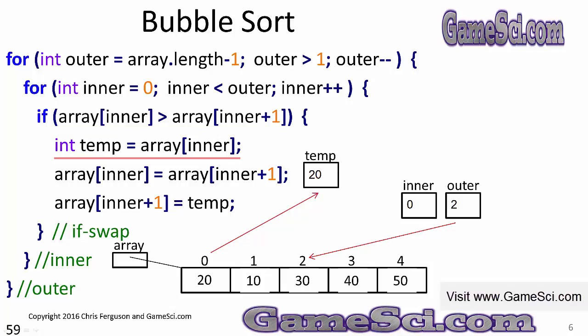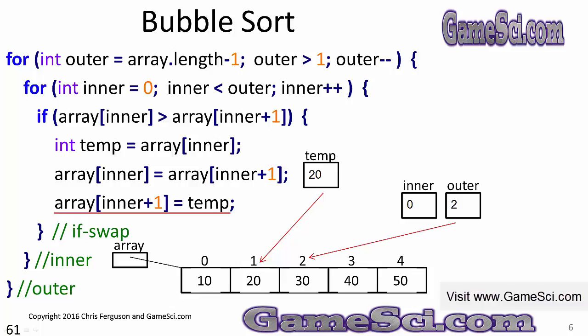The 20 at position 0 gets moved to temp. The 10 moves over in the array and wipes out the 20 in the array. But don't feel bad about the 20. It's safely in the temporary variable and moves back down to array inner plus 1. 10 and 20 just swapped.